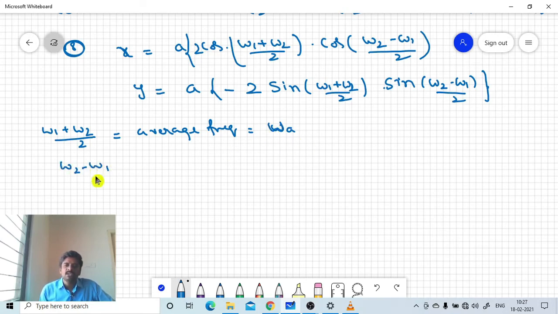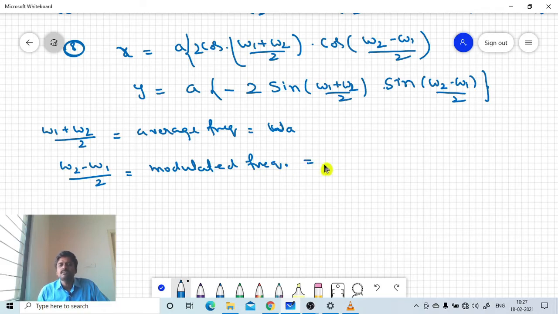Omega 2 minus omega 1 divided by 2. This is the difference of the two frequencies, the half of the difference of the two frequencies. That is nothing but the modulated frequency. So the modulated frequency, I can note it down with the notation omega m.